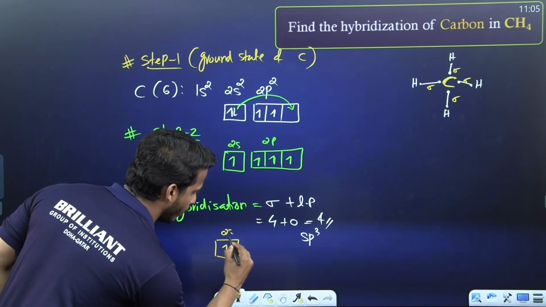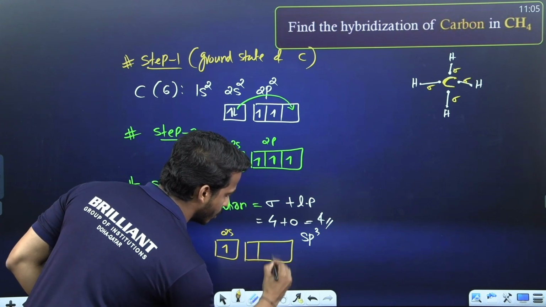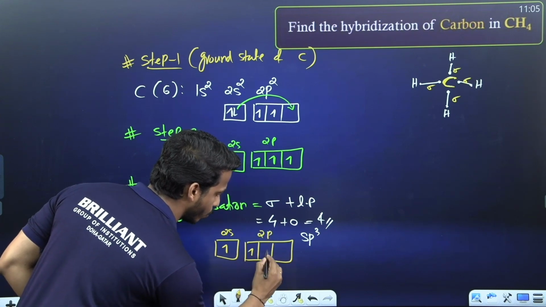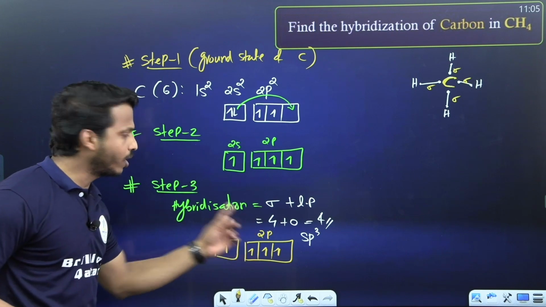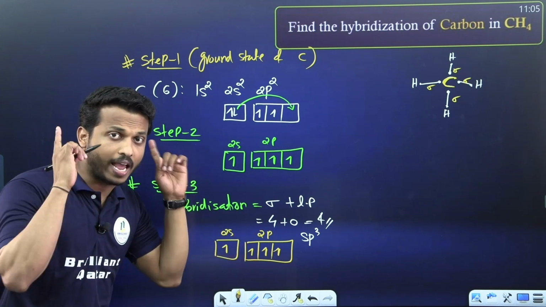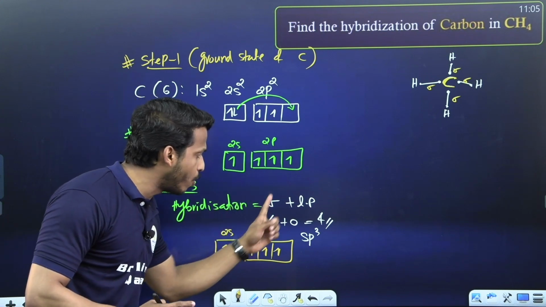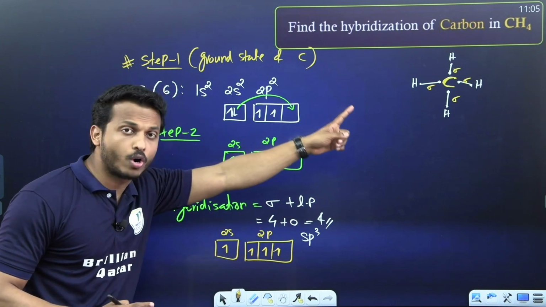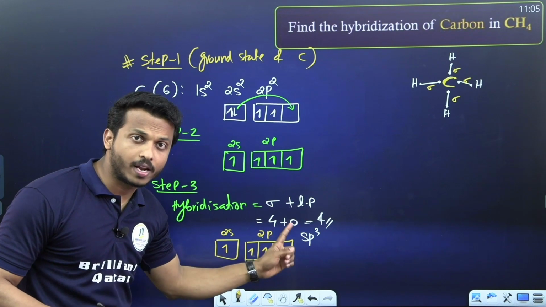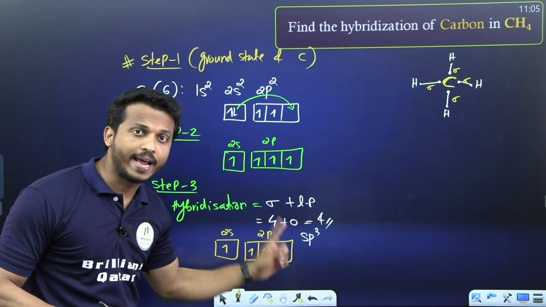This is what? 2s. This is what? 2p. Alright, each has 1 electron. So how do we calculate hybridization? Once again, carefully focus. Hybridization is calculated by the sum of what? Sigma bonds and lone pairs. How many sigma bonds on carbon? 4. How many lone pairs? 0. Total 4 means sp3.